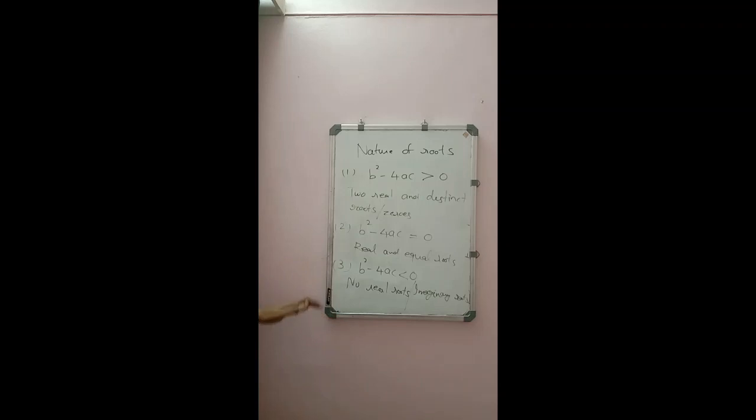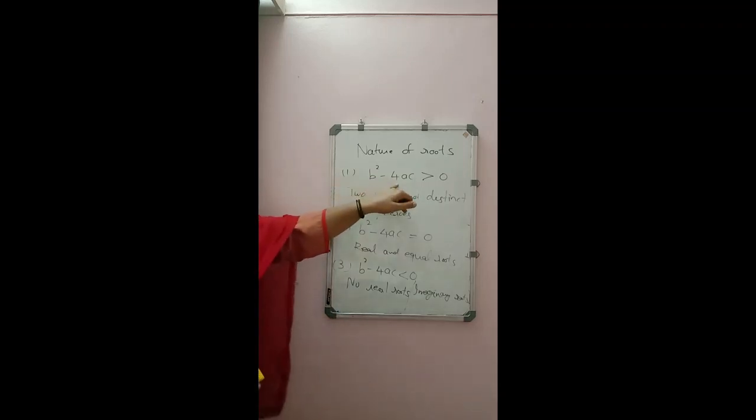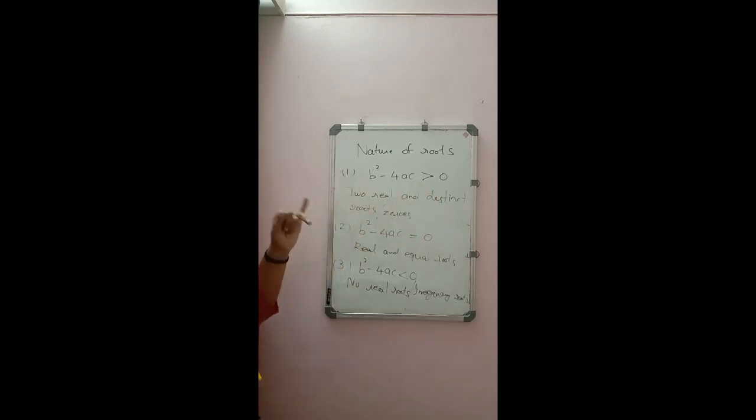Using this condition we will find out the nature of roots. If b square minus 4ac is greater than 0, then we will have two real and distinct roots. If it is equal to 0, then we will have real and equal roots.